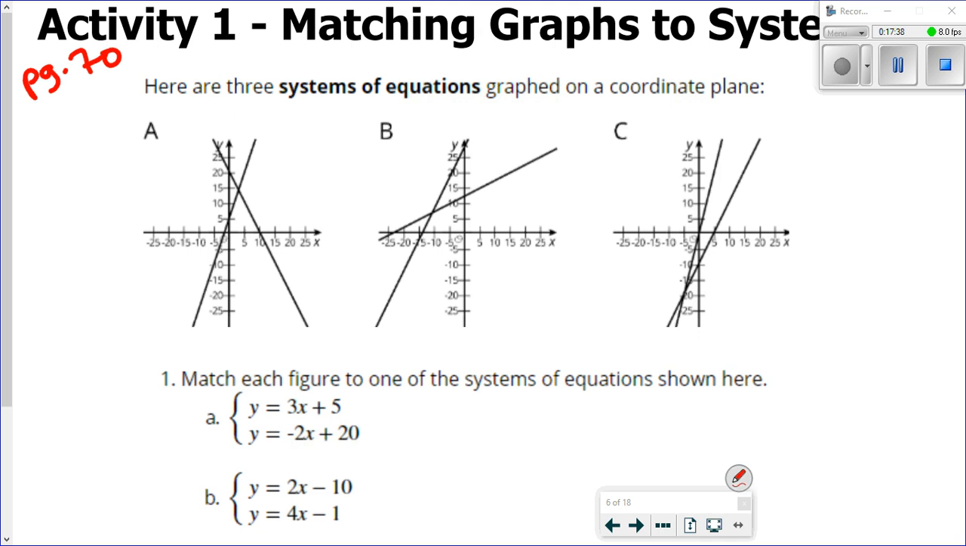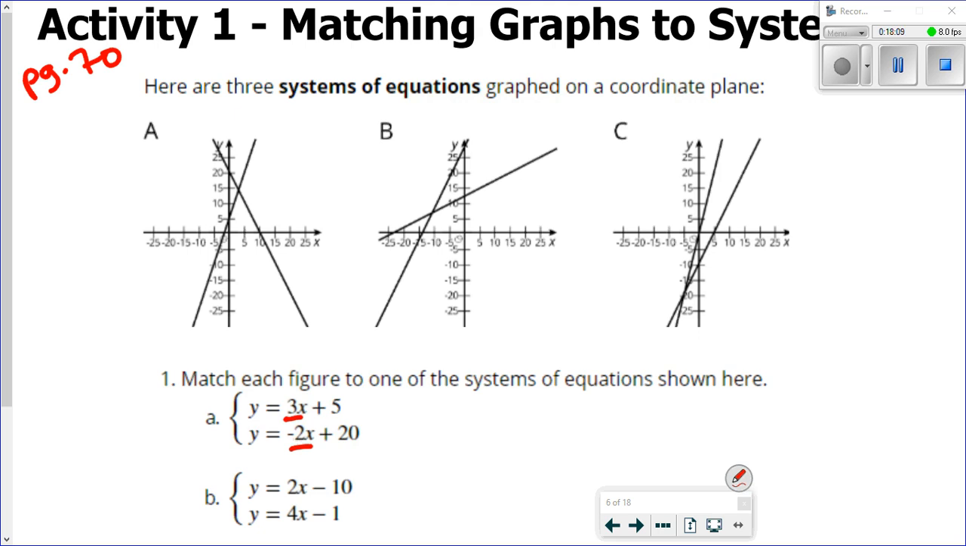If I were to start with system A, it says y equals 3x plus 5, and y equals negative 2x plus 20. When I look at that system, I can notice something that's pretty clear right off the bat. I notice that I have a positive slope and a negative slope. We did an activity similar to this several days back where people noticed these things. So you don't even have to get crazy detailed if you're noticing these smaller details.